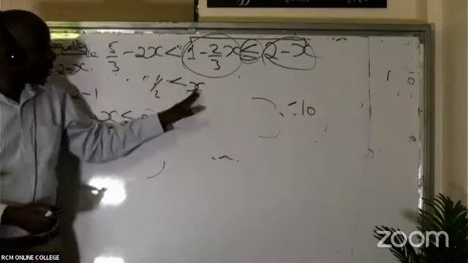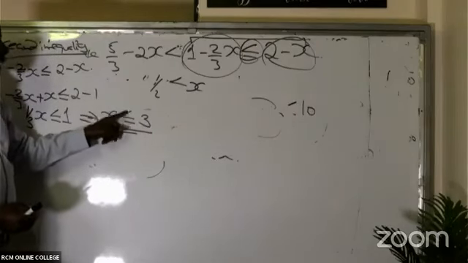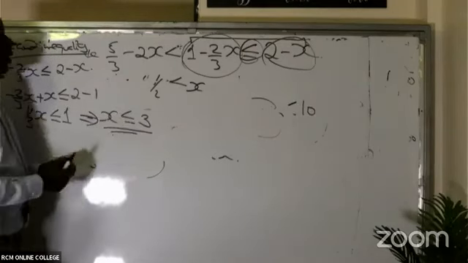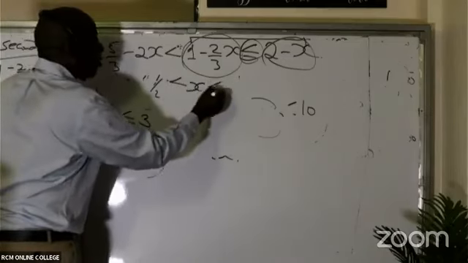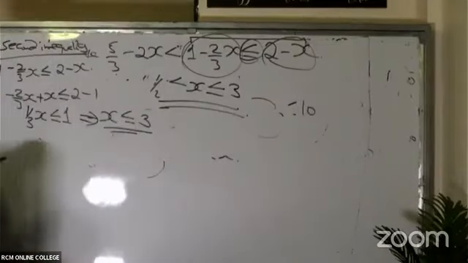So this is it. But from this other side, this same x should be less or equal to what here? 3. So x should be less or equal to 3. I will double underline this.